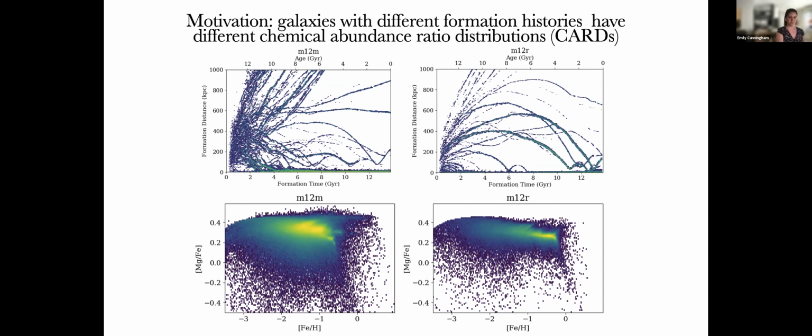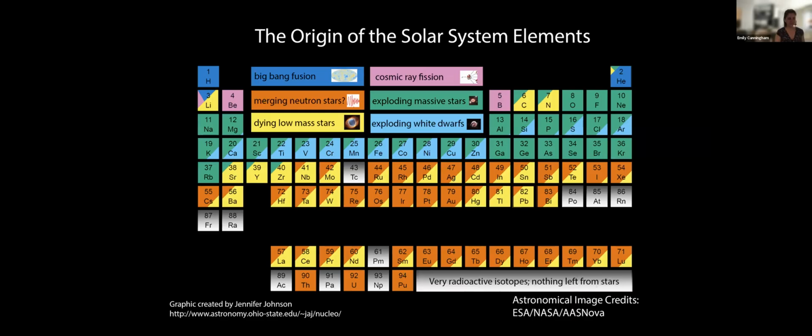So why is this? What's going on here? To help build intuition for what we're going to see in the rest of the talk, I just want to back up for a second and show this extremely useful figure from Jennifer Johnson about the origin of solar system elements. And I want to highlight the elements that we're going to talk about in today's talk.